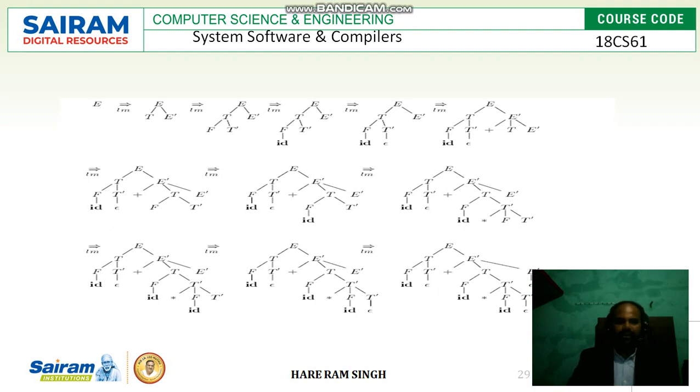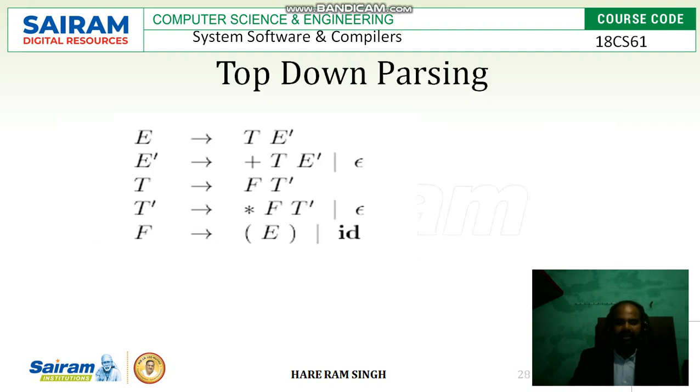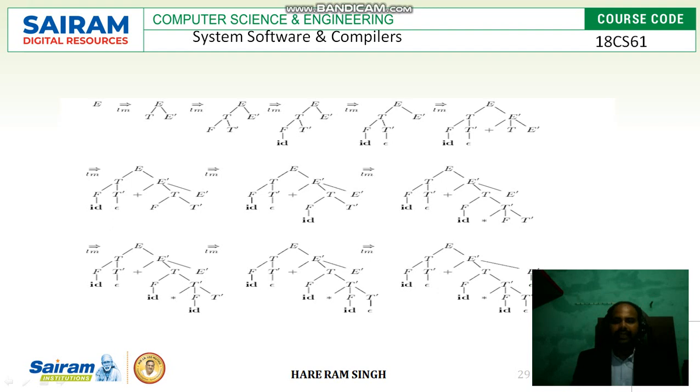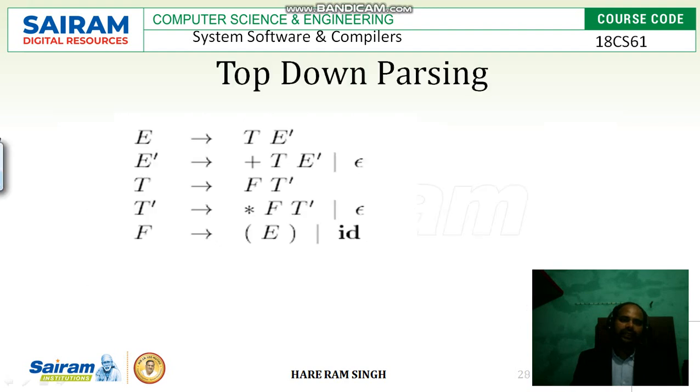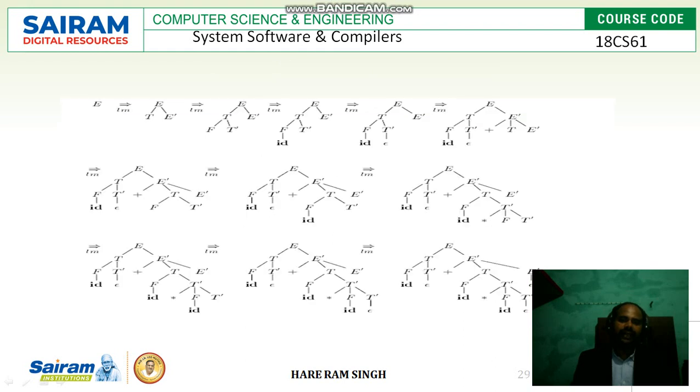Now we will start. For the string, we will use the same string which we had used before: id + id * id. Let us generate. So E will start with E. E derives TE'. So we will write E derives TE'. Then each leftmost variable will be replaced with a terminal or non-terminal.